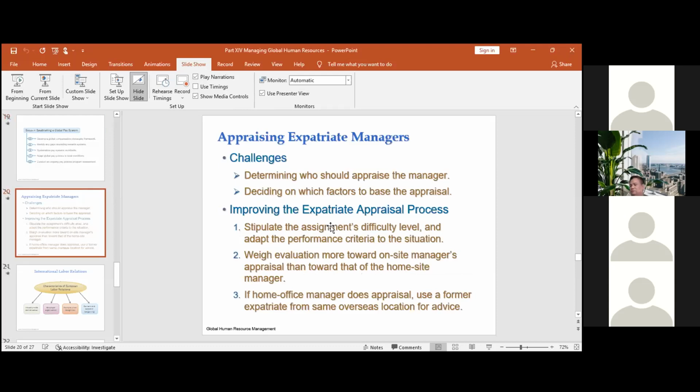Appraising the expatriate managers. So there are challenges. So meron tayong two challenges dito. First is determining who should appraise the manager and deciding on which factors to base the appraisal. So how do we improve the appraisal process? First, we stipulate the assignment's difficulty level and adapt the performance criteria to the situation. Second, we weigh evaluation more toward on-site manager's appraisal than toward that of the home site manager. And third, if home office manager does appraisal, use a former expatriate from the same overseas location for advice.